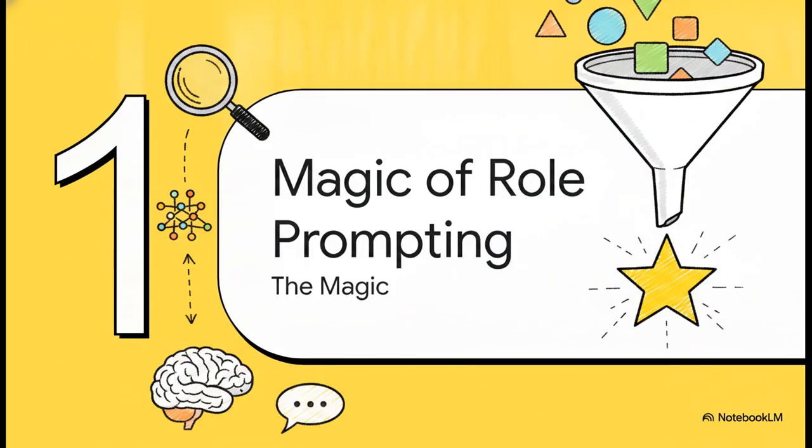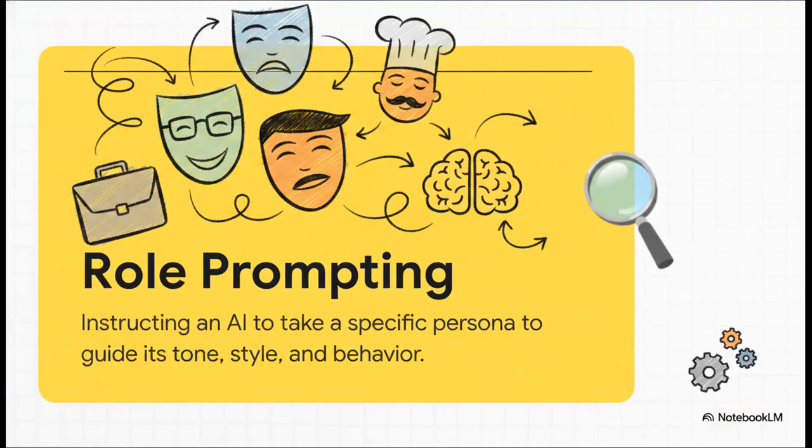Section 1. The magic of role prompting. So let's start by grounding this concept. What exactly do we mean when we talk about this specific prompt engineering technique? Prompt engineering, at its core, is just optimizing what we put into the model so we get the absolute best possible output. Role prompting is specifically instructing an AI model to take on a certain role or persona to guide its tone, style, and behavior.